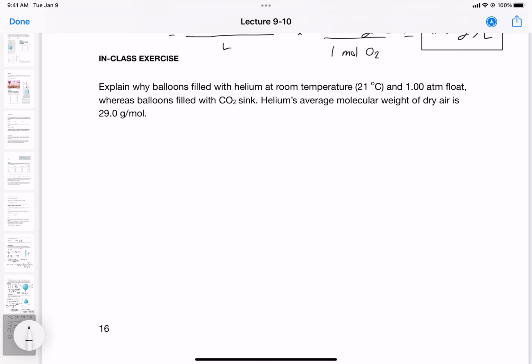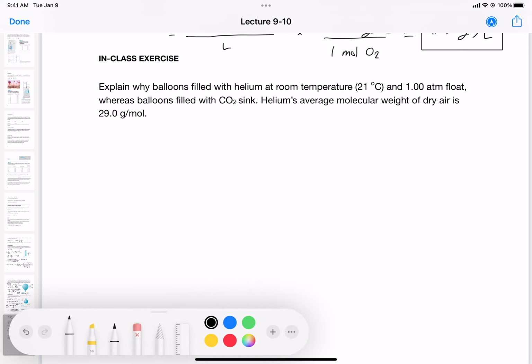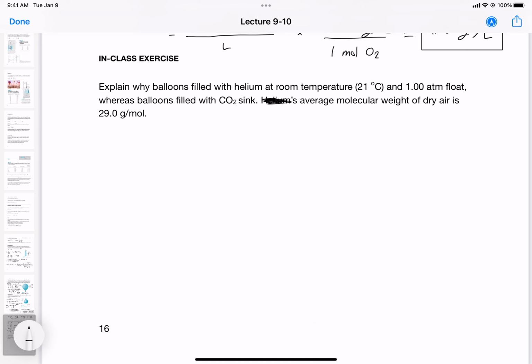Oh, sorry. It should say that. That's a mistake. My apologies. It should say the average molecular weight of dry air is 29 grams per mole. I will fix that. Okay. So we can actually use the, let's see here.